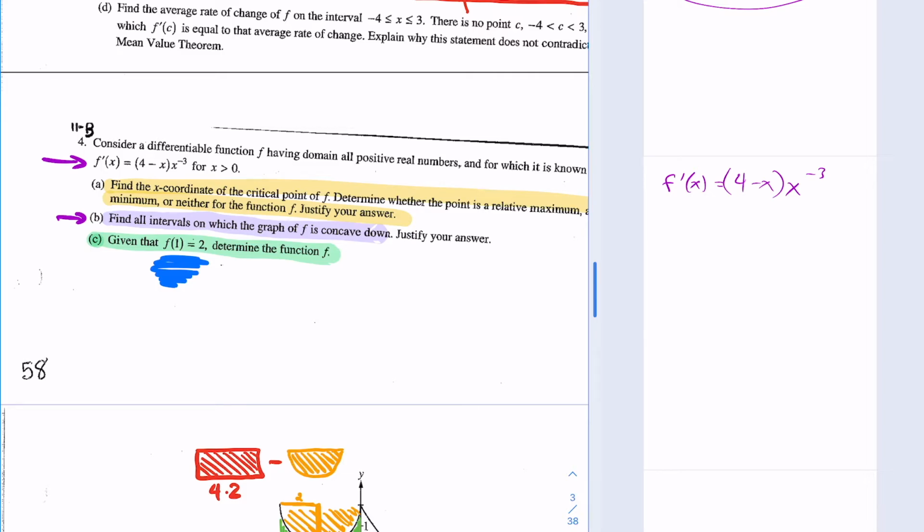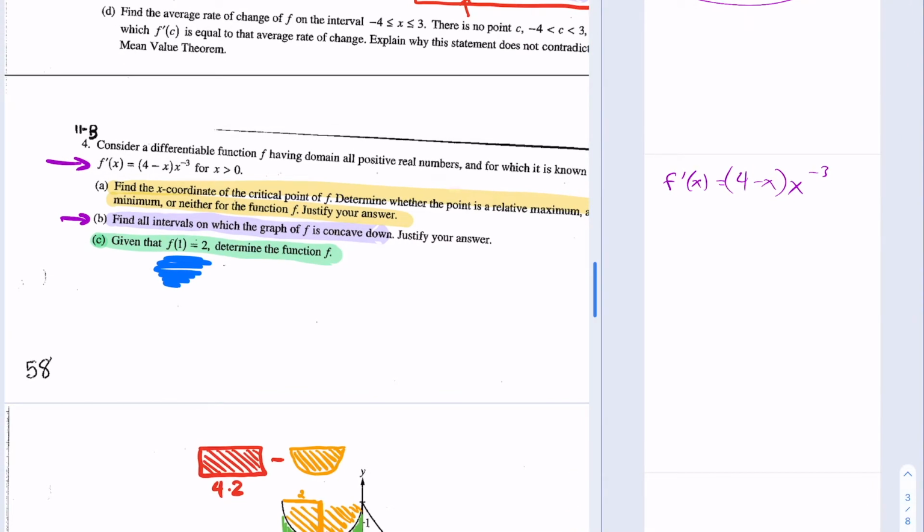So again, when you talk about concavity, generally you want to get to the second derivative, okay? Now, you could do two things here. The way that it's set up, it looks like a product, and you could use the product rule, but I'm just going to distribute the x to the negative 3 first, like I did in the previous part. So this will be 4x to the negative 3 minus x to the negative 2, okay? If you're not sure how I got that, just let me know.